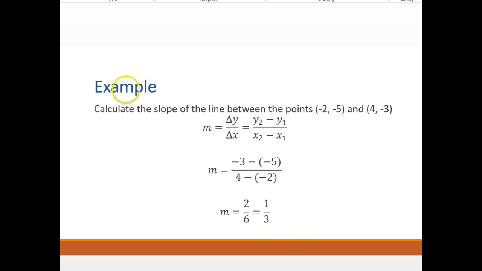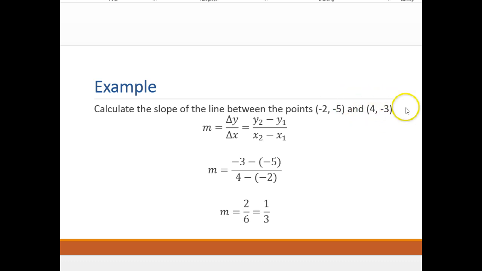Simple example is this is to calculate the slope of the line between the points negative 2, negative 5, and 4, negative 3. We simply have to pick which one of these we want to be our first point, which one we want to be our second point. It actually does not matter.